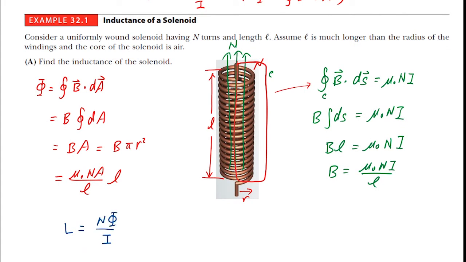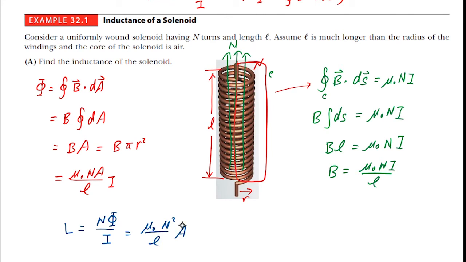Over I. And now we have phi. So substitute this back in. So what we get is mu n squared. The I's cancel. Did I write L here? Oh my God, this is I. Right, this is I, and the I's cancel. And then we have over L times A.